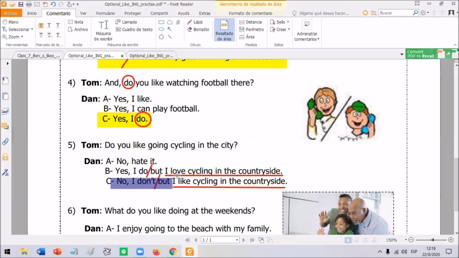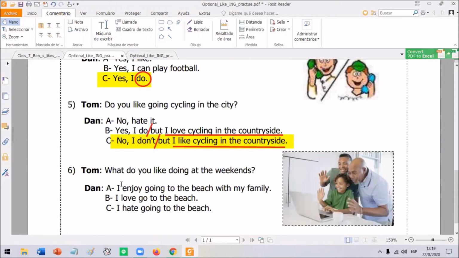Entonces vamos a ir a la última, ¿sí? Fíjense, sorry, I have a sore throat today. Do you like going cycling in the city? No, I don't, dice. No, en la ciudad no me gusta andar en bici, pero sí me gusta en las afueras. Esa es la idea, ¿ok? I like cycling in the countryside.